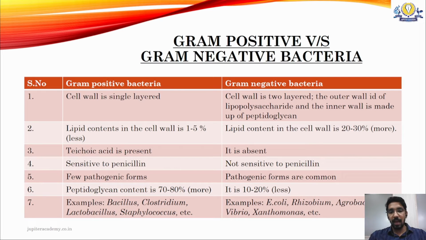So we have E. coli, then we have Vibrio, which is nothing but Vibrio cholerae, and Xanthomonas. All these troublemaking bacteria come under gram-negative bacteria. So this was the difference between gram-positive and gram-negative bacteria.